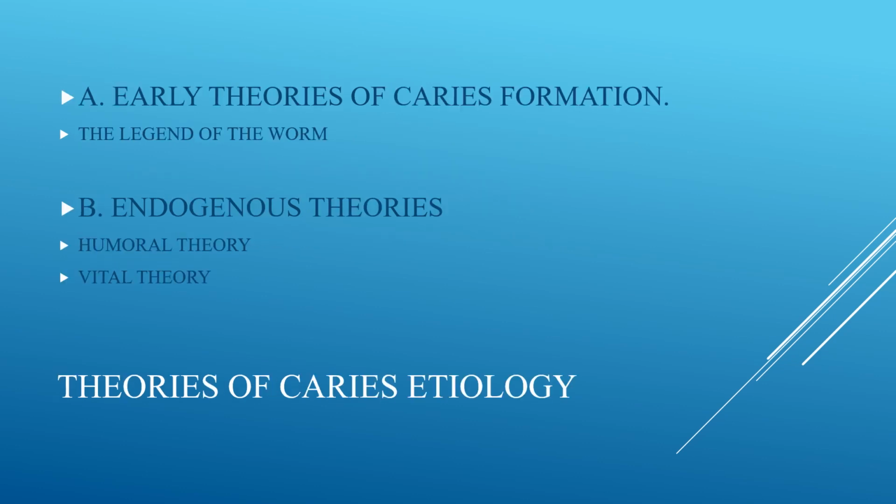Theories of caries etiology. A is early theories of caries formation, that is the legend of the worm. People believed that caries in teeth is due to the presence of worms in the teeth. B is endogenous theories, which are humoral theories and vital theories.